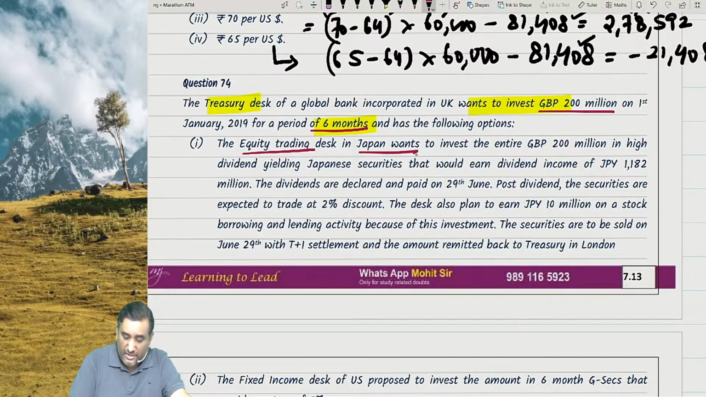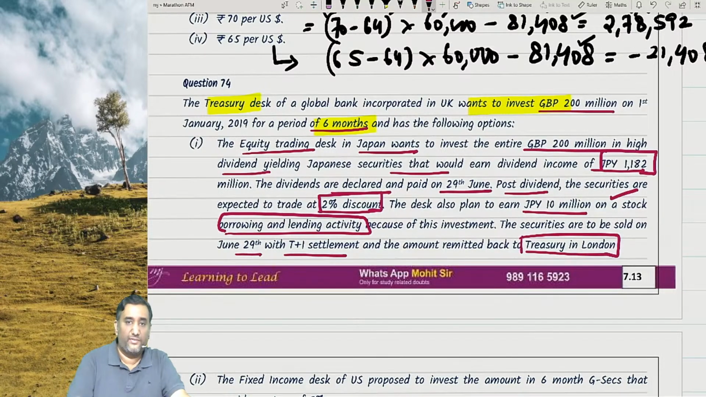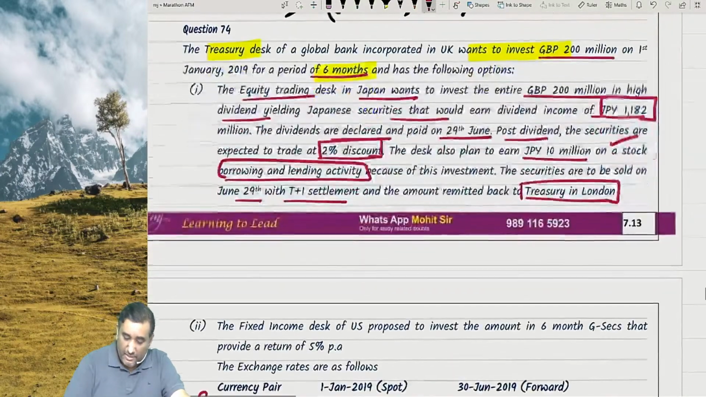Equity trading desk in Japan wants to invest the entire GBP in high dividend yielding Japanese security. Dividends are declared and paid on 29 June. Post dividend securities are traded at 2% discount. The desk also plans to earn JPY 10 million on stock borrowing and lending activity. That means they'll borrow and lend, and accordingly they'll earn some income from it. The securities are to be sold on 29th with T+1 settlement, and money would come back at the end of June and they will revert back to London.